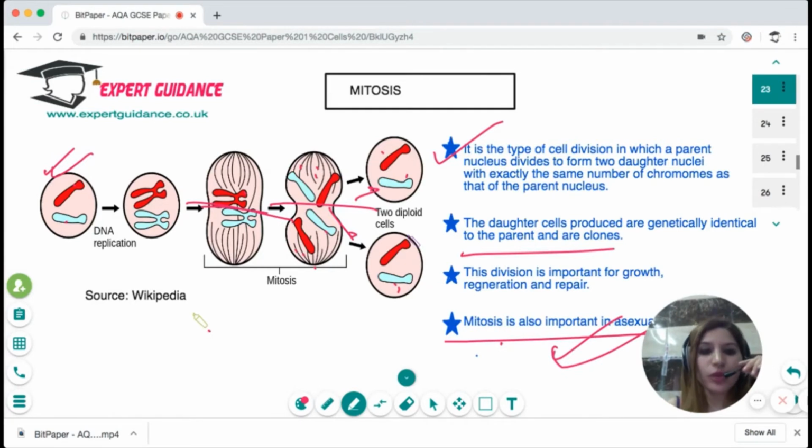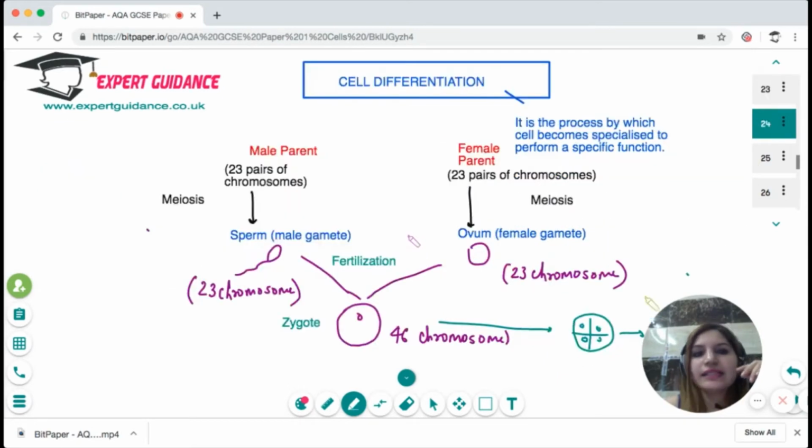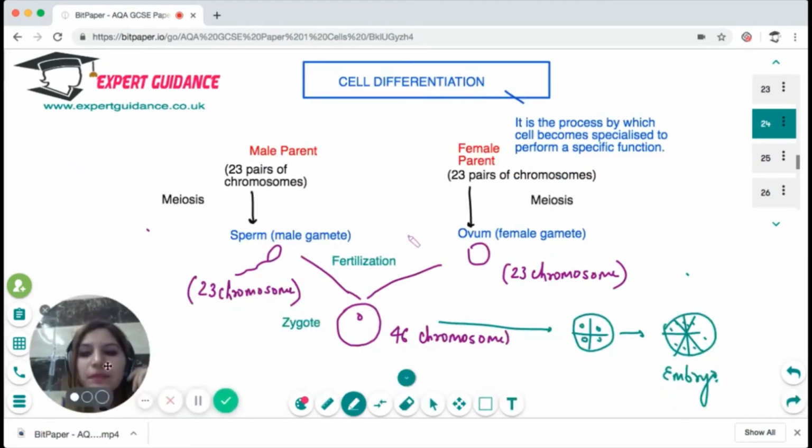You should know what the stages of the cell cycle are, how the cell divides, what the importance of mitosis is, and what the significance of mitosis is. Okay, now let us see how the development of a human cell takes place.